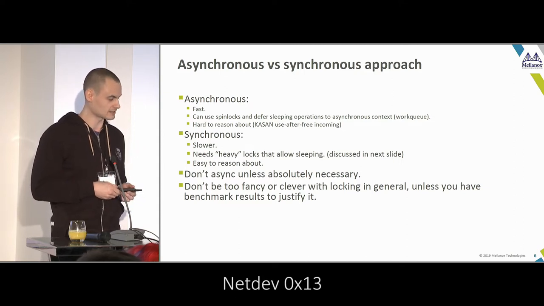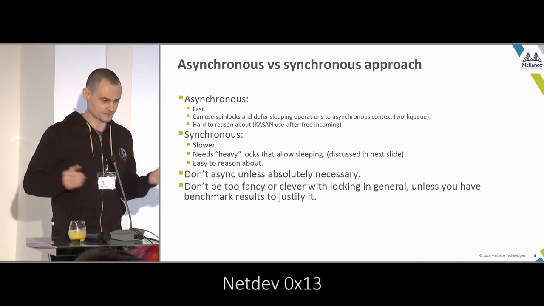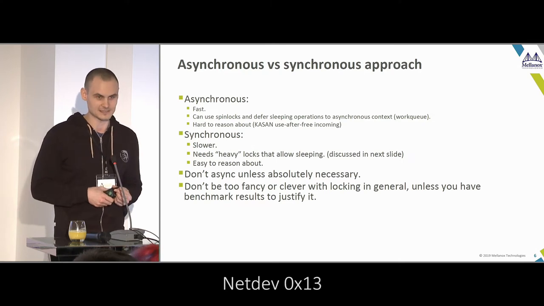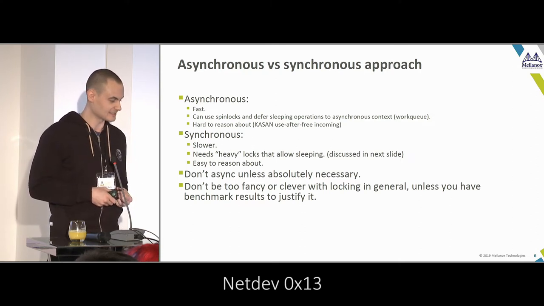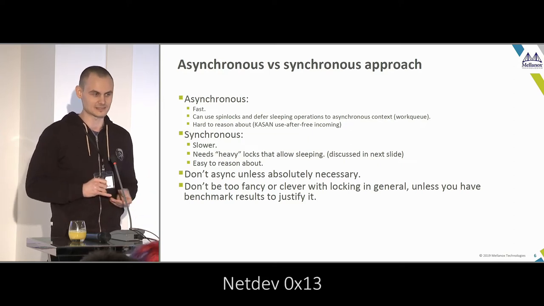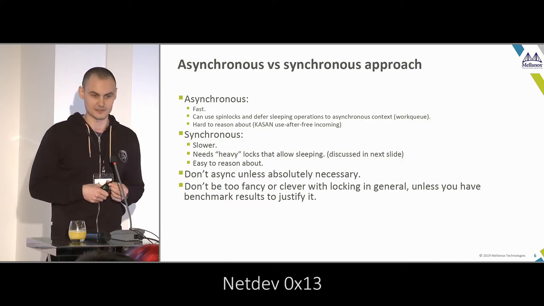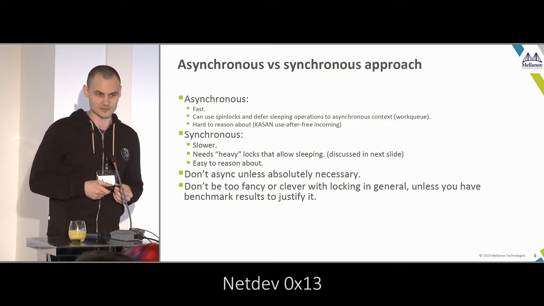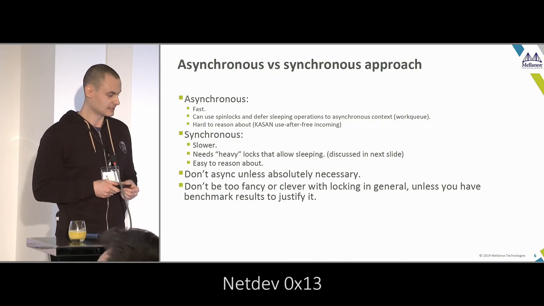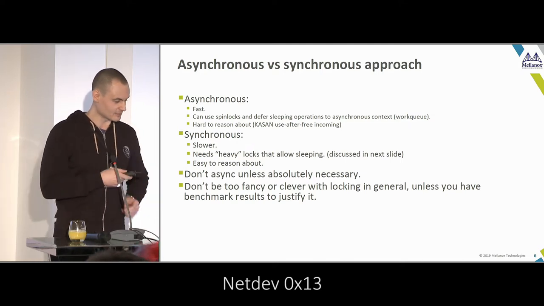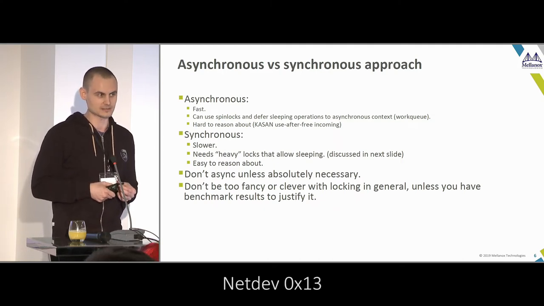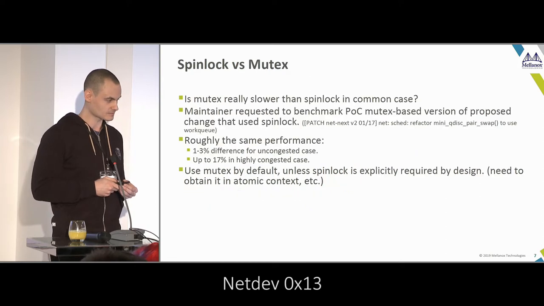So for my patch set, I did one implementation, like a refactoring. I moved everything to asynchronous context, and then my maintainer just asked me, why are you doing this? Why do you need it? I said, because mutexes are heavy. I just do a spin lock, asynchronous, it's all nice and fast. He said, but are you sure it's fast? So I had to do a proof of concept implementation with a mutex and really compare the performance. And I can tell you the last point: you should not be too fancy or clever, because you either need to prove that you really need it or don't do this at all.